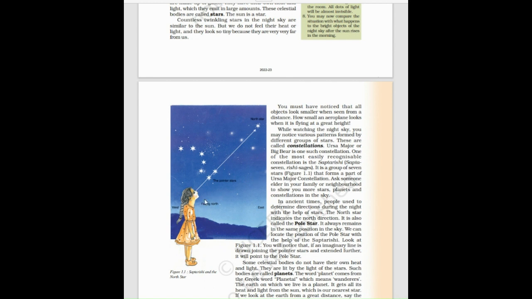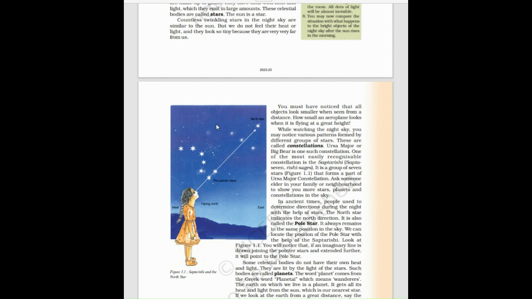Now let us know about the pole star. A pole star is a prominent star. Look at the last 2 stars of Saptarishi, and imagine a straight line passing through these stars and extend an imaginary line towards the north direction. You can see it leads to the pole star. It's always there at the same position because it's situated in the direction of the earth's axis, which appears to be stationary without any movement.